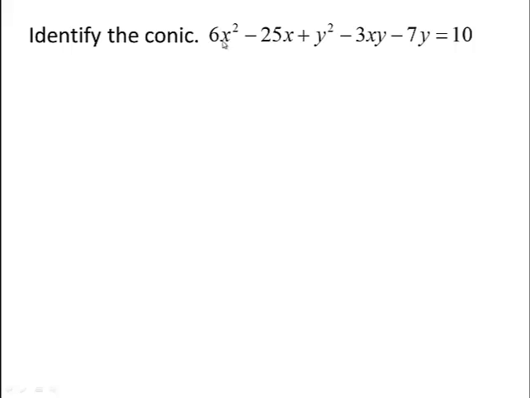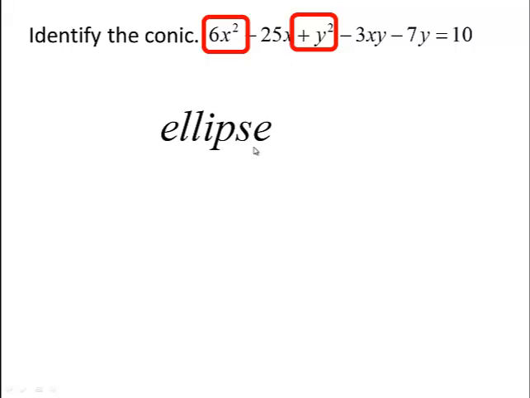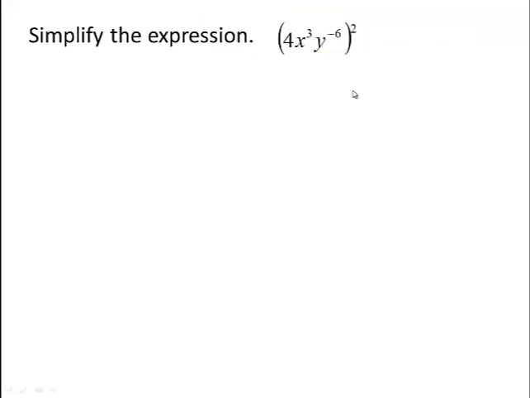Identify the conic. If the x squared and the y squared are both positive with different coefficients, then that is going to be an ellipse. If they're the same coefficients, then that would be a circle. If one was positive and the other one was negative, it would be a hyperbola. And if only one of them was squared, that is a parabola.